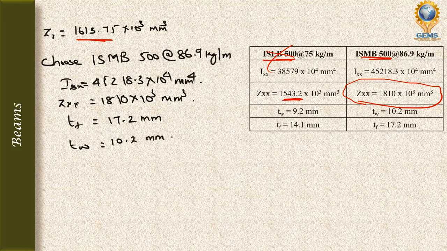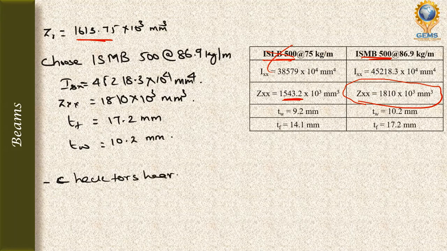So now we can go for the check for shear. In this problem we won't go for the check for bending stress. Why? Because from the maximum bending moment only we found the section modulus and chose the section. So whatever the bending stress, it will be less than the available. So we won't go for the check for bending stress. We will go for the check for shear.